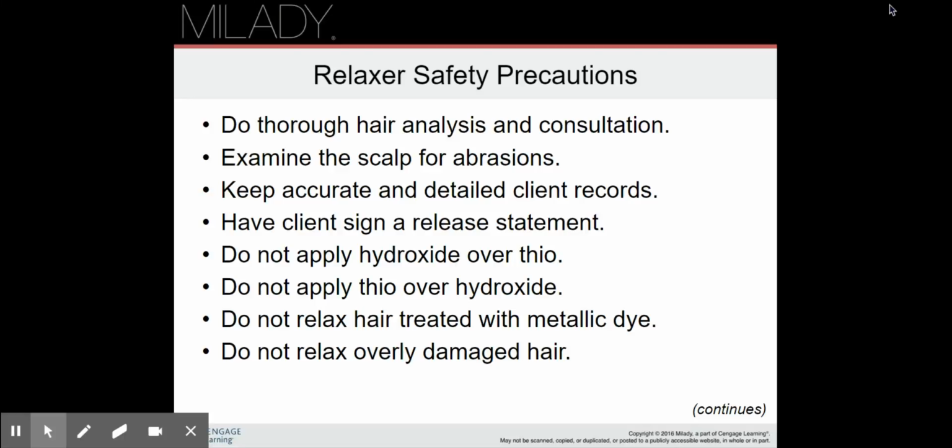Okay, so relaxer safety precautions. Do a thorough hair analysis and consultation. Examine the scalp for abrasions. Keep accurate and detailed client records. Have the client sign a release statement. Do not apply hydroxide over hair that's been treated with thioglycolate. Do not apply thio over hydroxide. Do not relax hair that was previously treated with metallic dye. Do not relax overly damaged hair.